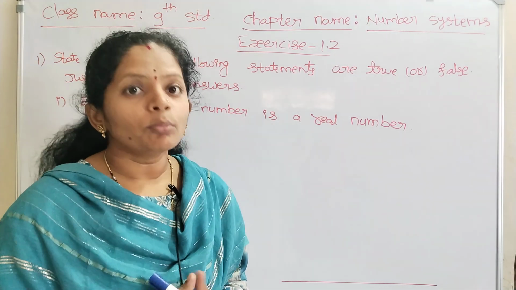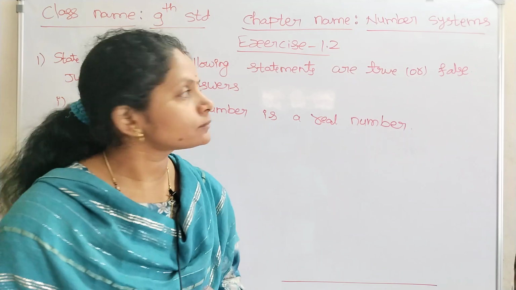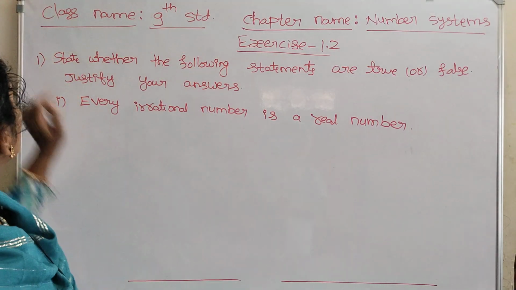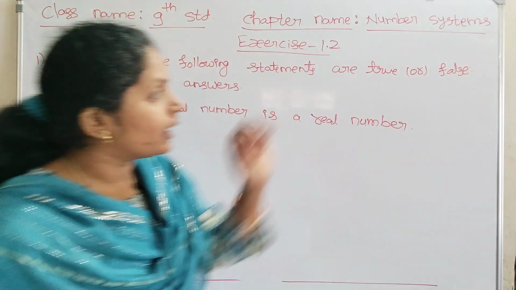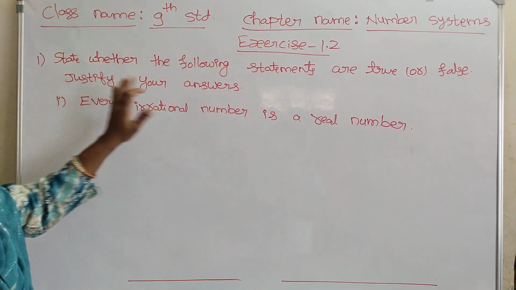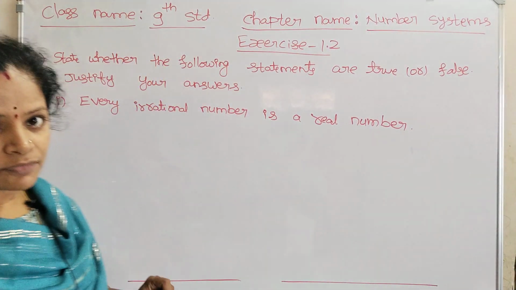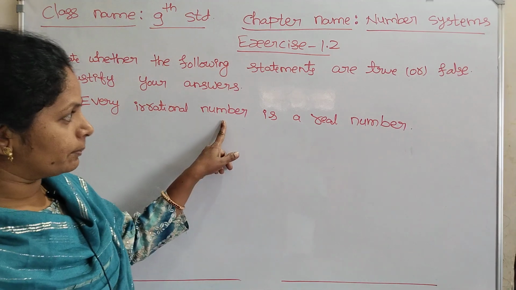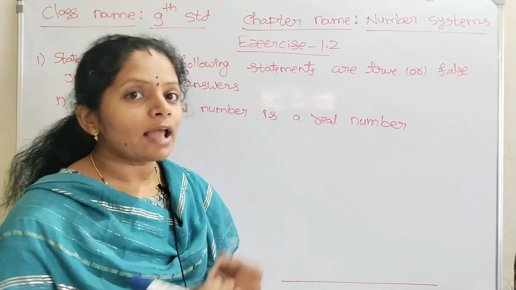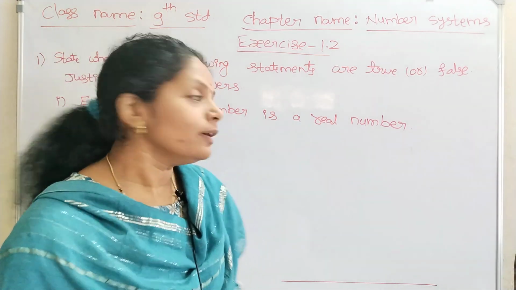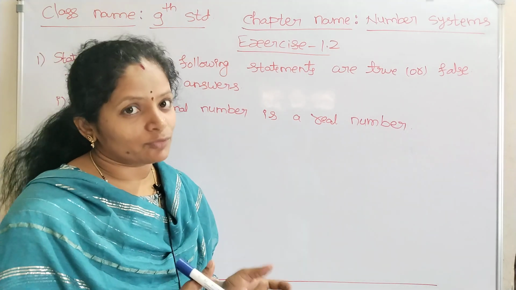Now let's move towards exercise 1.2 from our Number Systems chapter. The first question is: state whether the following statements are true or false, and we have to justify the answers, why it is true and why it is false. The first statement is, every irrational number is a real number. Just now we have discussed it, still I will repeat it once. After my sentence, you have to tell whether it is true or false.